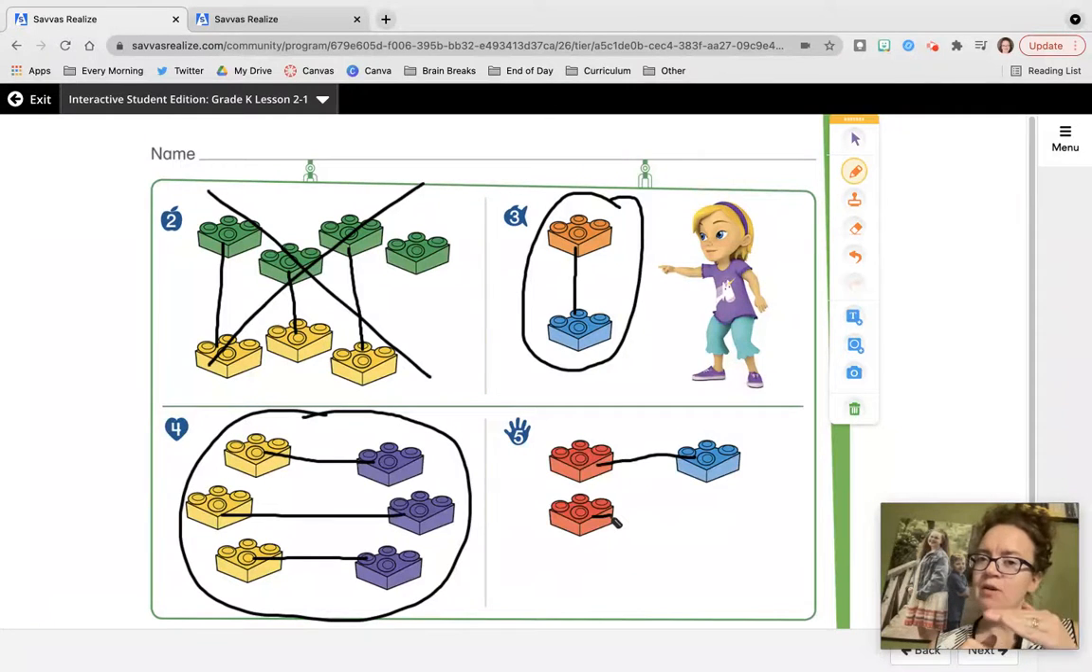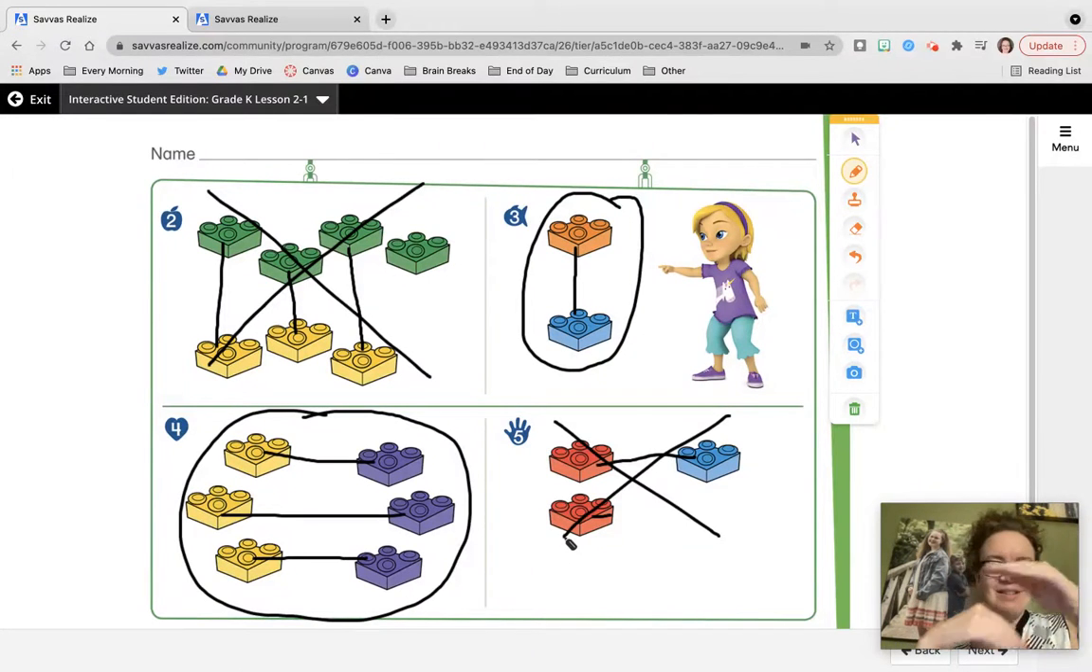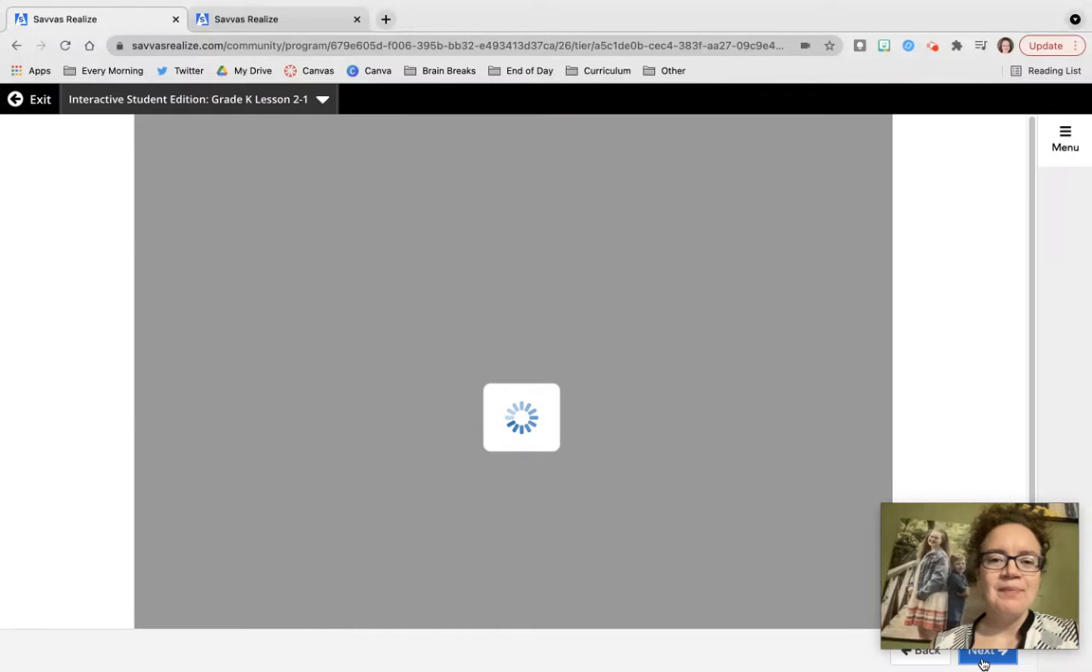So are they equal? No, they are not equal. Draw an X to show they are not equal. Show the guest teacher they are not equal. Great work. Guest teacher, you can pause the video if needed. Otherwise, boys and girls, turn to the next page.